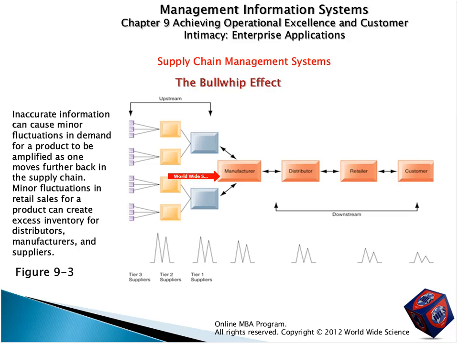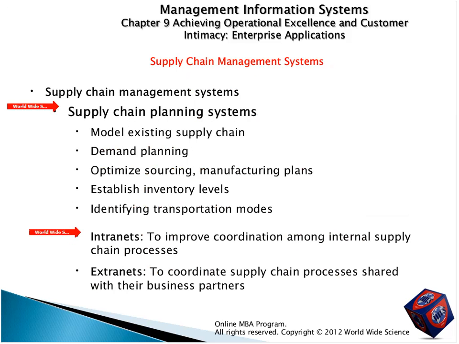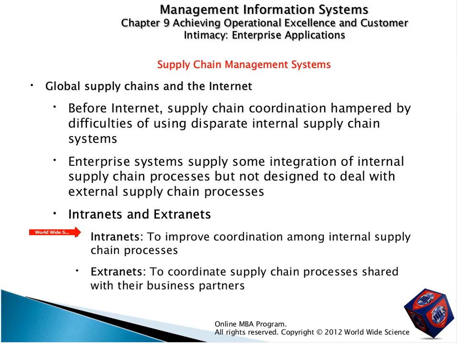Supply chain coordination is hampered by difficulties of using disparate internal supply chain systems. While enterprise systems supply some integration of internal supply chain processes, they are not designed to deal with external supply chain processes. So that's why we need intranets and extranets. An intranet is to improve coordination among internal supply chain processes, and an extranet helps us coordinate supply chain processes shared with our business partners.